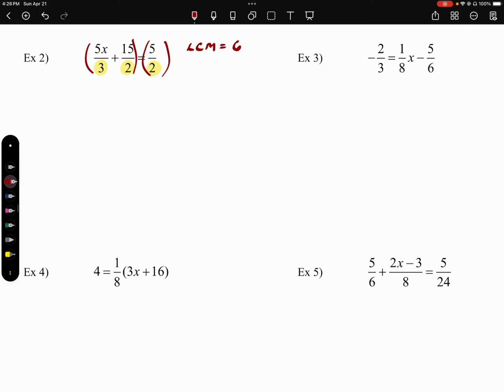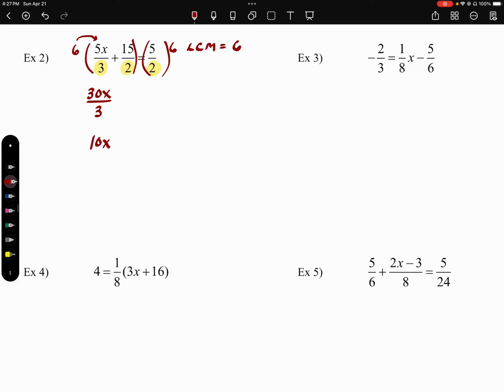Our second step, remember, is to multiply both sides of the equation by 6. And remember, when we do it, we just multiply the top, and then you can divide by the bottom. So 6 times 5x is going to be 30x, right? That's still over 3. And 30 divided by 3 is going to give us 10x.